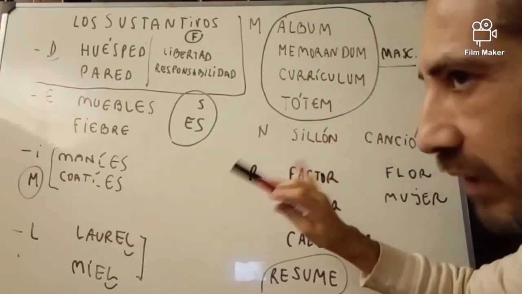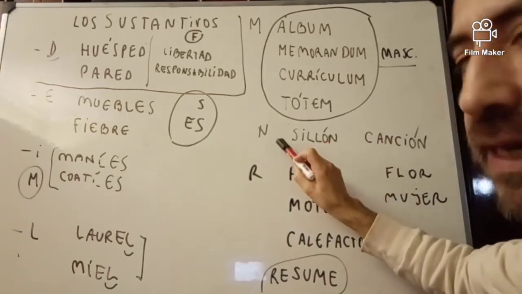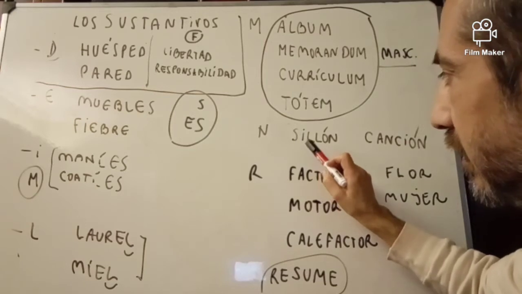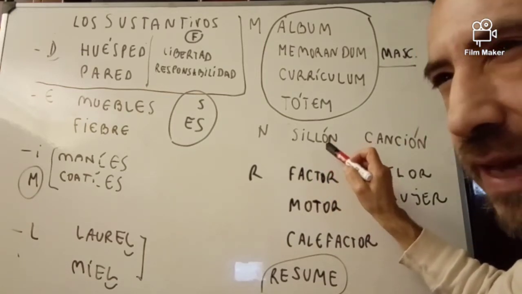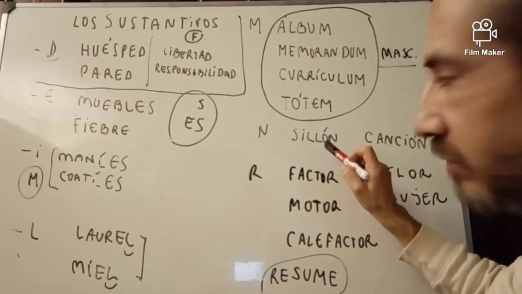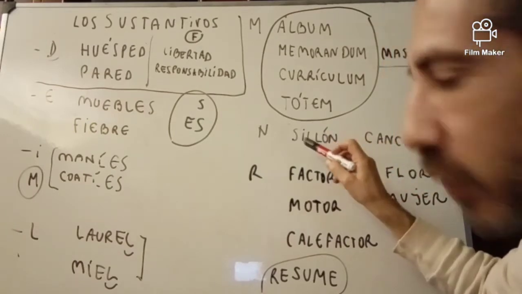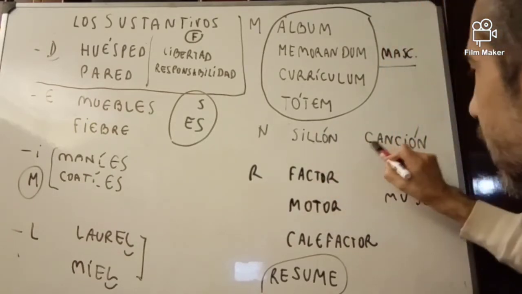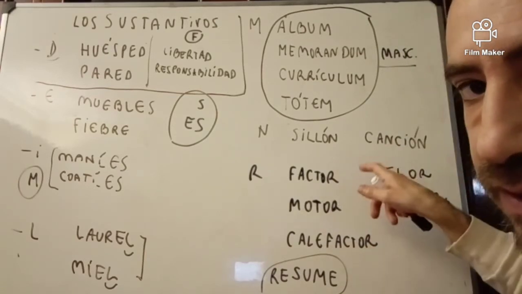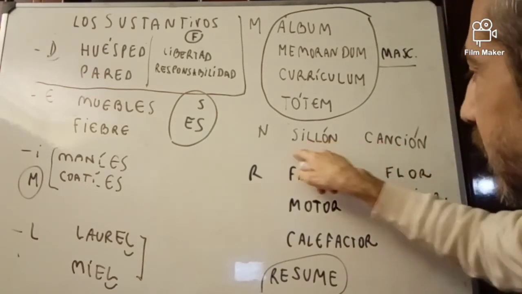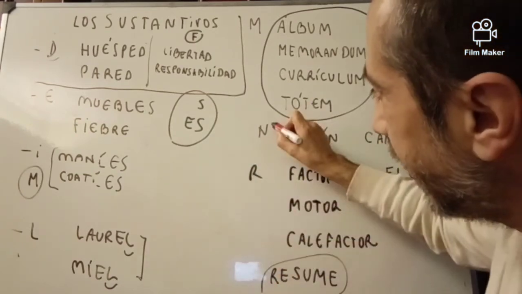Ending with n, we have a lot. And I wrote a masculine word, el sillón, the armchair. Well, in Spanish we have chair, that is silla. Sillón, like a big silla, but it's not the same. But the word is sillón, armchair. Canción, well, like chanson, song. El sillón, la canción. And we have lots of words ending with n.